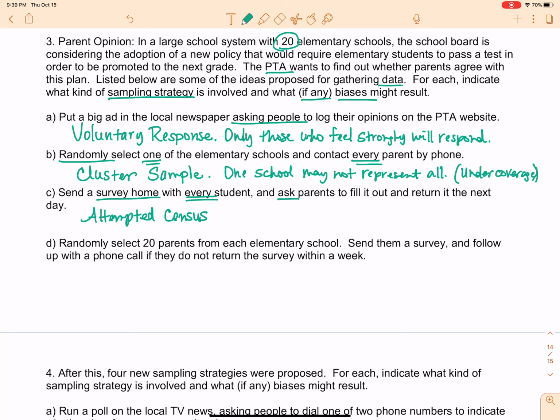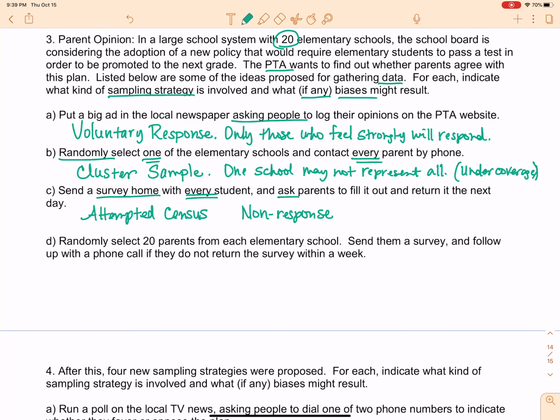And what kind of bias might occur? Well, non-response. And why, Ms. Griggs, is it non-response instead of voluntary? Well, because in this particular situation, it's about expectation. We are asking the parents to fill it out with the expectation that they will. But guess what? Some of them are not going to do it. So that's going to lead us to non-response bias.